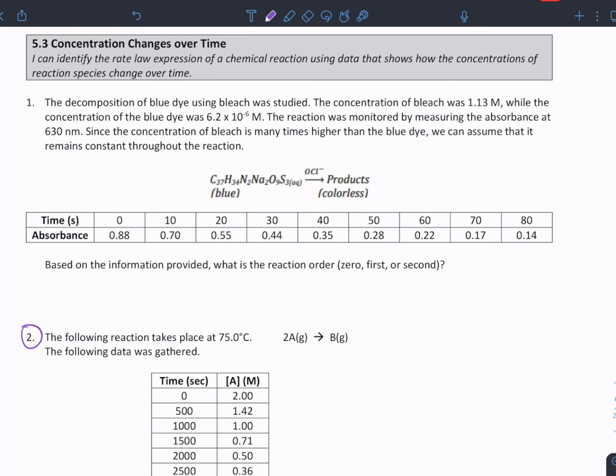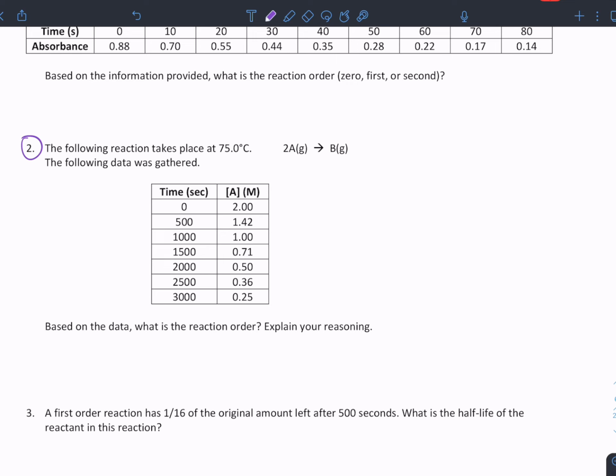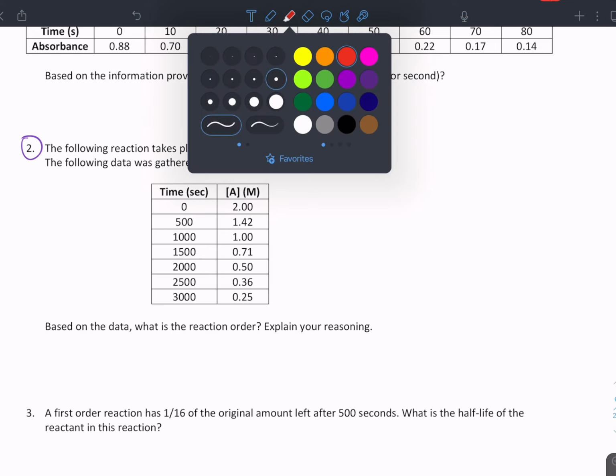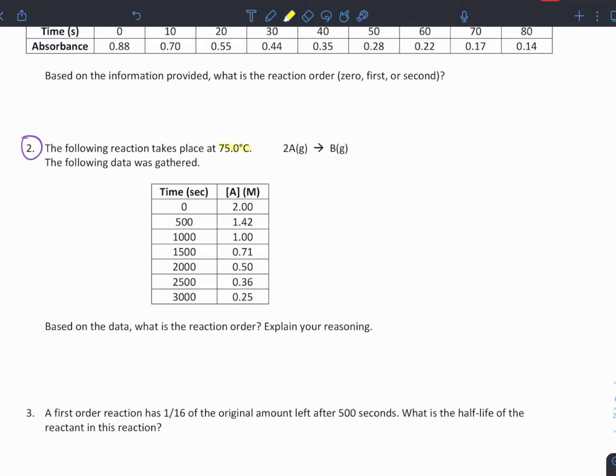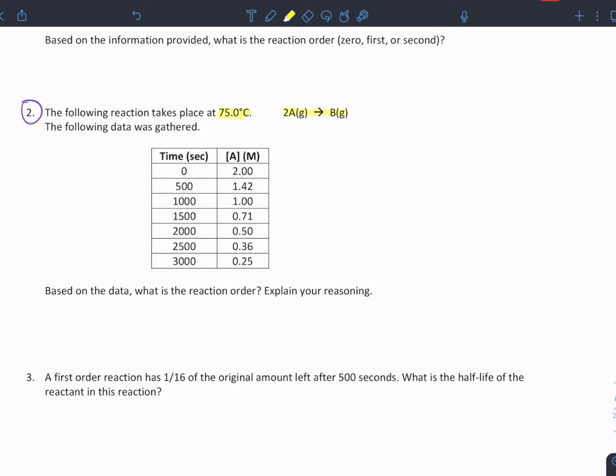A few example problems from the 5.3 practice. We're going to look at 3 of these, starting with number 2. So we've got the following reaction takes place at 75 degrees Celsius. We've got 2A to B, and we've got some information on some concentration and time data. And first thing we want to do is figure out what the reaction order is.